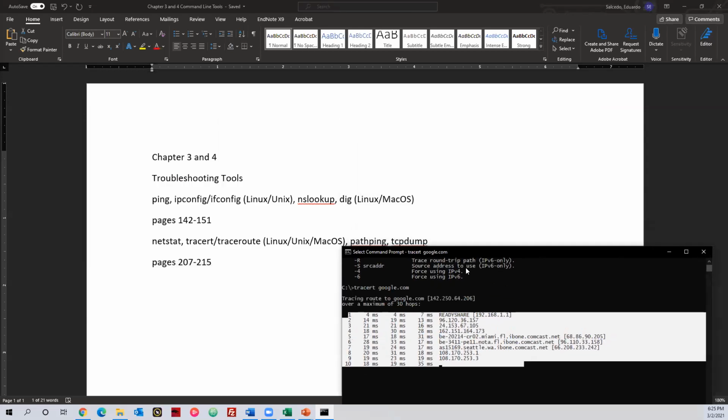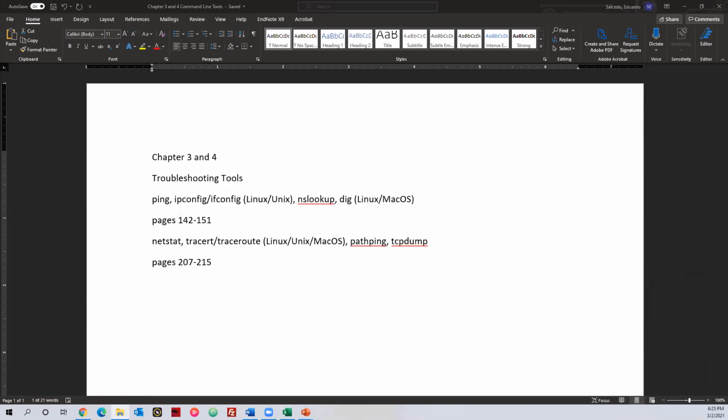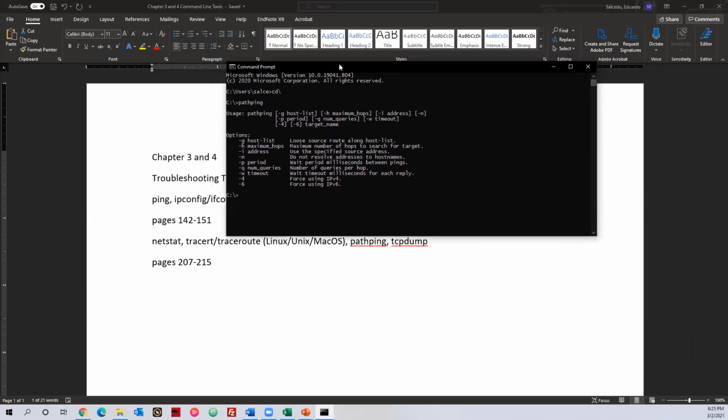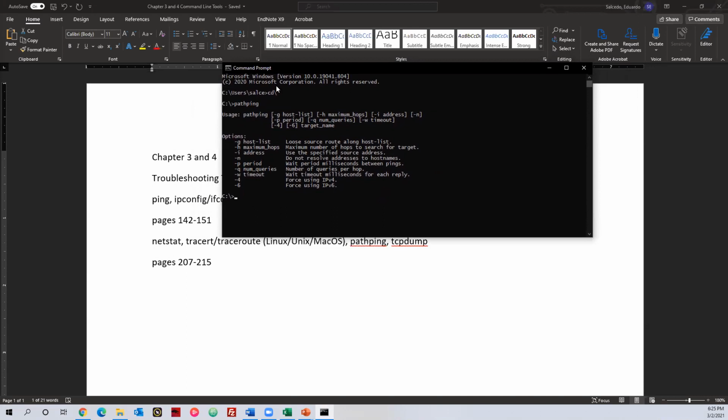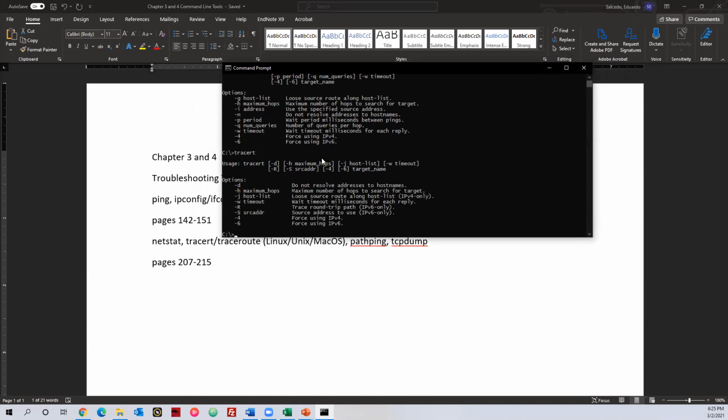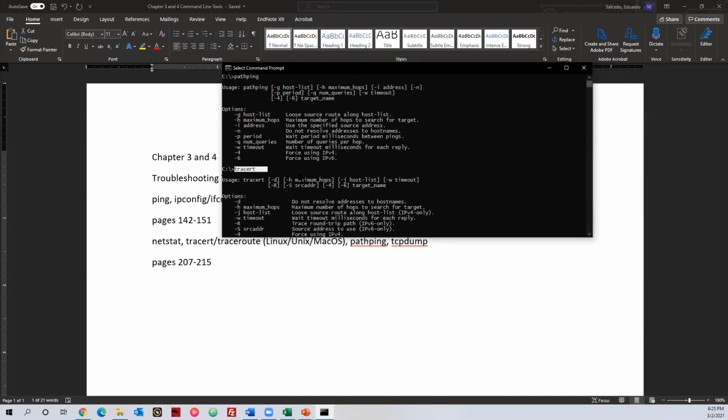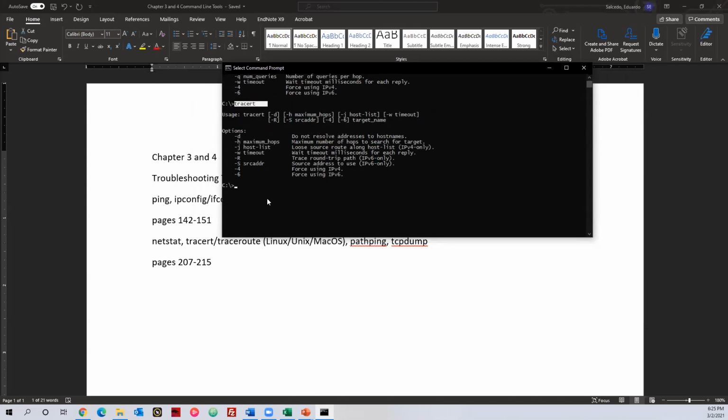What's the other one? Pathping. So what does pathping do? Isn't it a combination of tracert and the ping command? Yes. And it looks quite similar to this, right? Right, so pathping and tracert, they have the combination. You can play around with this.